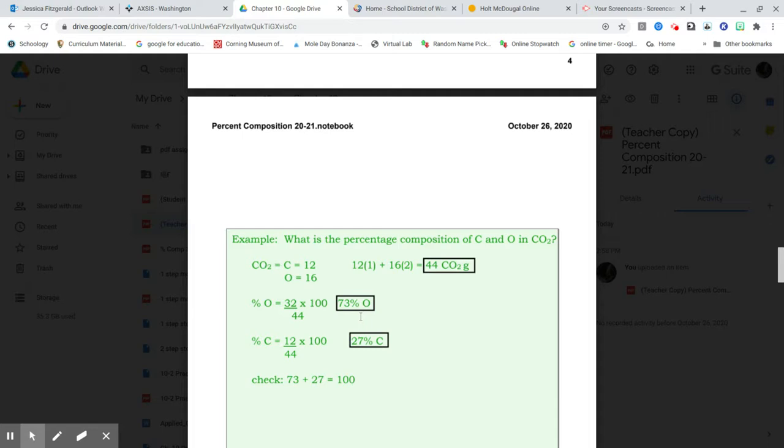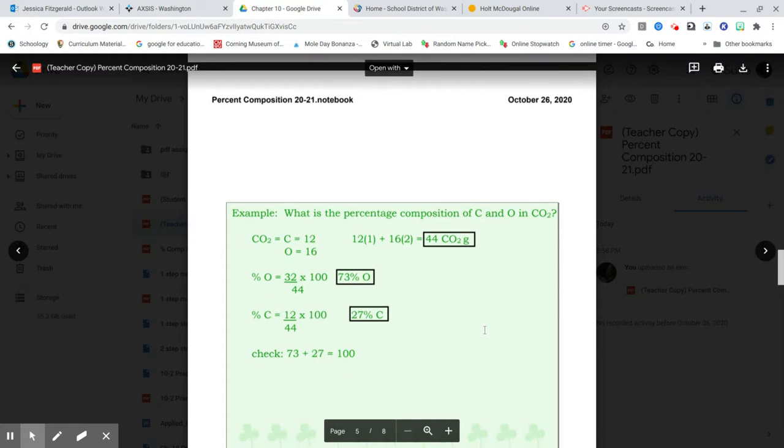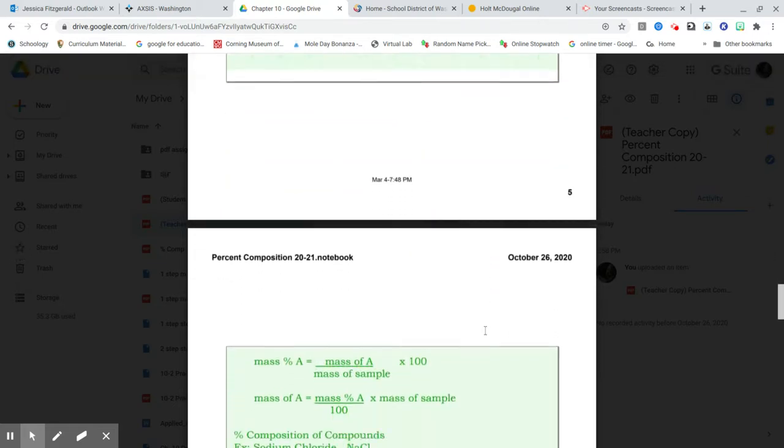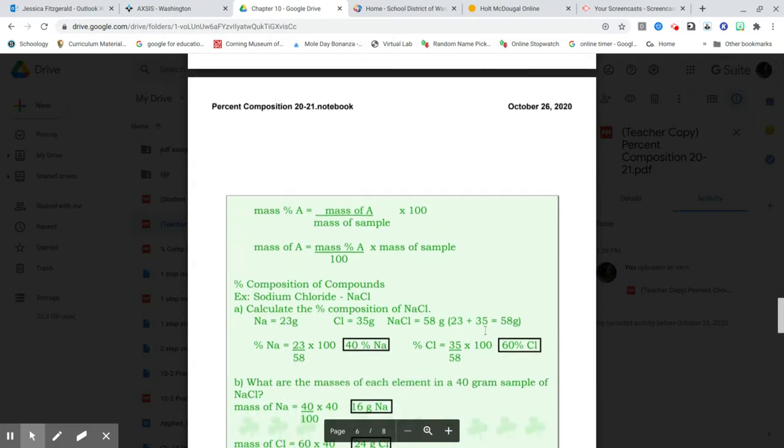When you're labeling your answers, please make sure that you label a percent sign followed with your element symbol. Okay, if you want to say oxygen or O equals 73% or C equals 27%, that is fine too, but I have to have the element symbol with the percent sign so I know which one is which. If not, I cannot grade it. And I will give it back and ask you to rework it or add it.